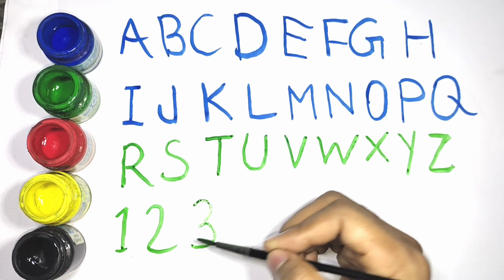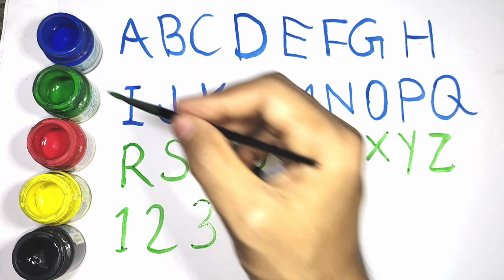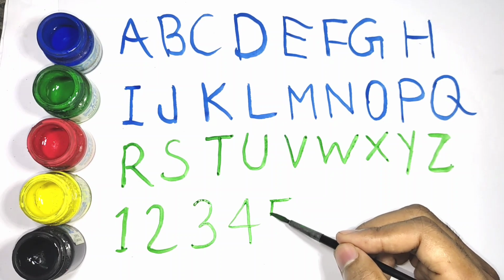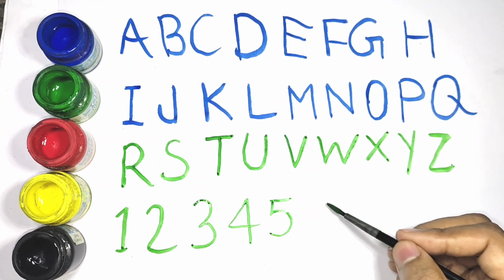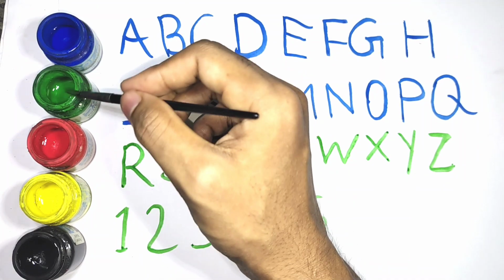Now we draw 3. The next one is 4. F-O-U-R. Now we draw 5. F-I-V-E 5. The next one is 6. S-I-X 6.